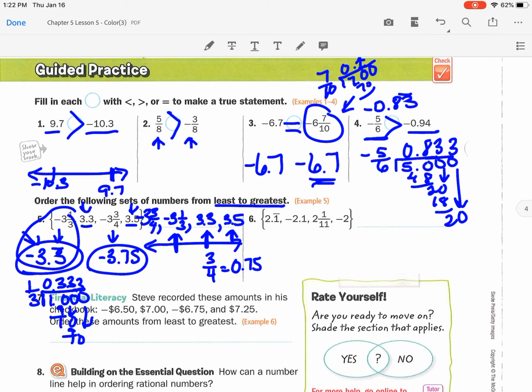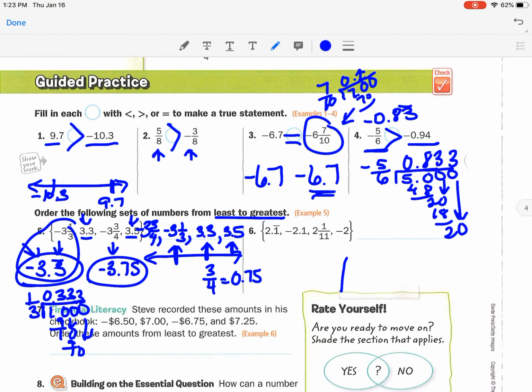Okay. I think that is good. I think I want you to go ahead and get started on your homework for the night. And your homework is actually going to be, oh goodness, what did I say? Oh, let me pull it up here. Yes, your homework is numbers 1 through 17 odds.